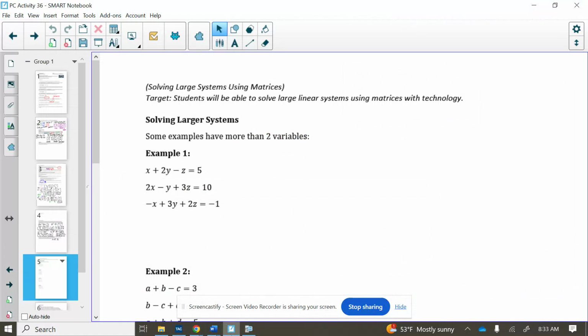Hi everyone, today we are going to talk about our last part of activity 36. We're going to talk about solving systems of equations, especially larger ones, using our calculators.